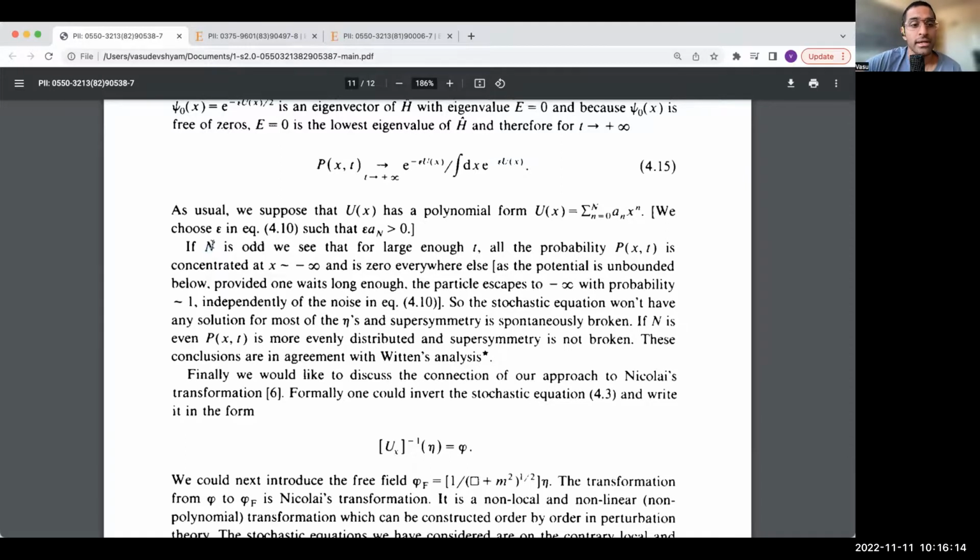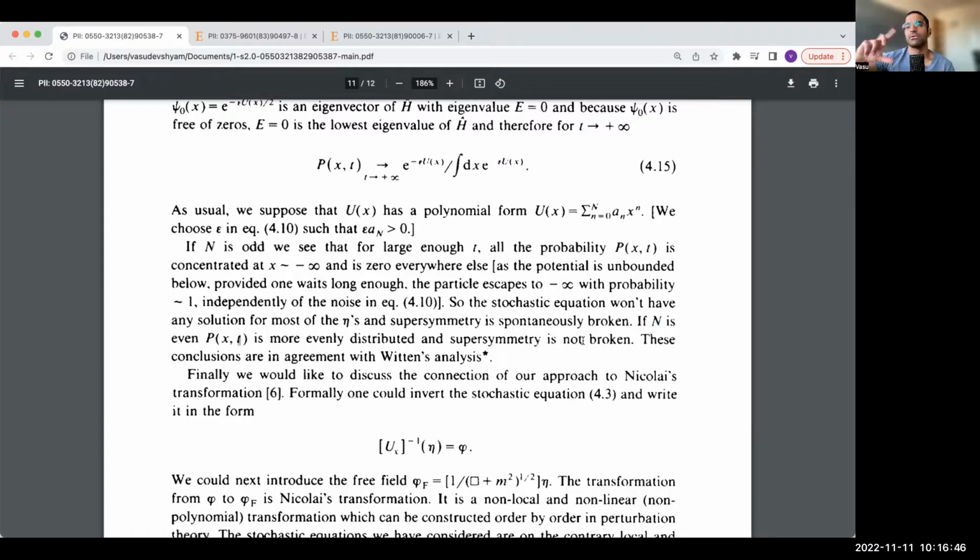So here their U is like W, so you take the gradient in order to actually form what Witten was calling W. So the odd and even roles are switched because there's one gradient involved. So when n is odd, they say that for large t, the probability is concentrated at x equals minus infinity and is zero everywhere else, which means that the stochastic equation won't have solutions for most eta. So it's the same kind of phenomenon, right? And so that's why supersymmetry is broken, right? And if n is even, then P is more evenly distributed and supersymmetry is not broken.